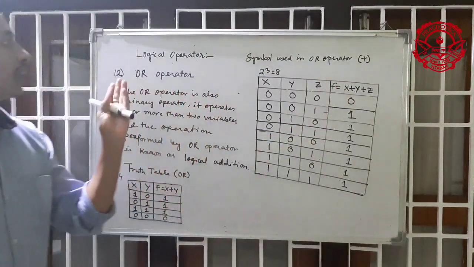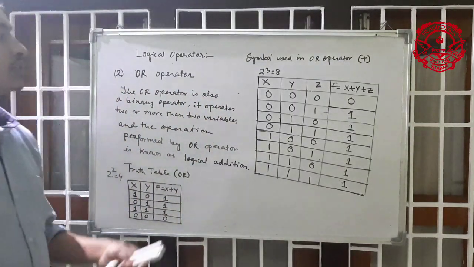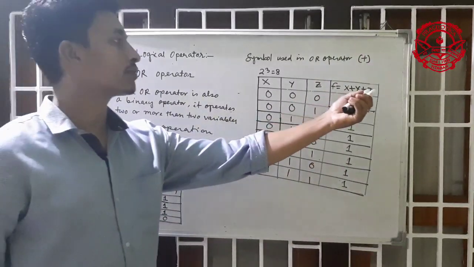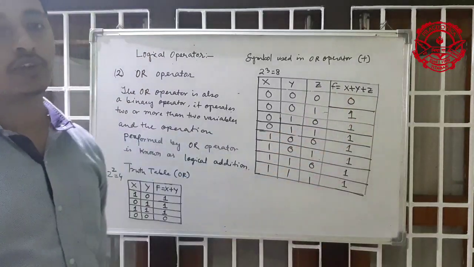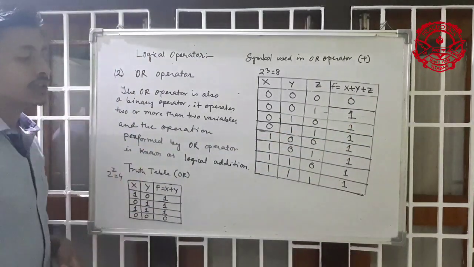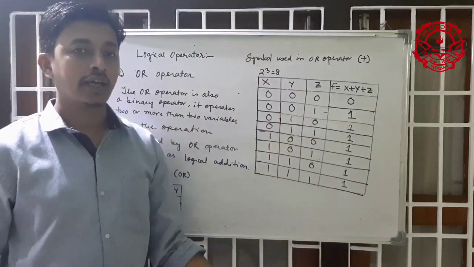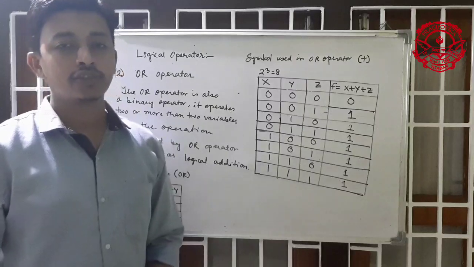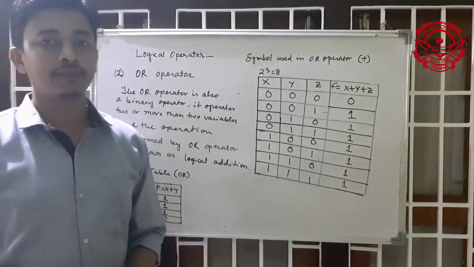This is called the OR operator. In the OR operator, the symbol used is the plus symbol. F equal to x plus y plus z. X, y, z are the variables. F is the output. Okay. Now in this way you can arrange the truth table and the result will be given in a tabular form. So this is the logical operator used in Boolean algebra.